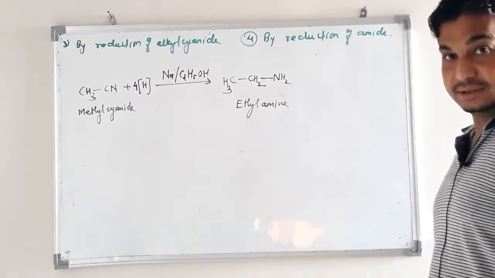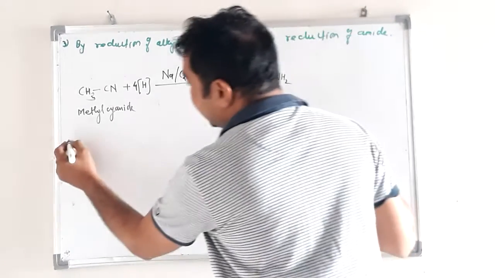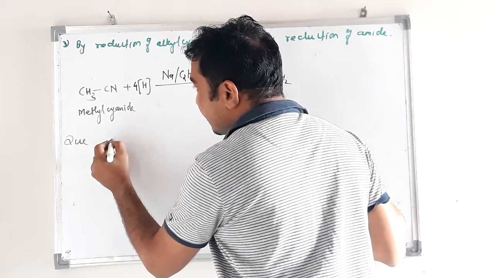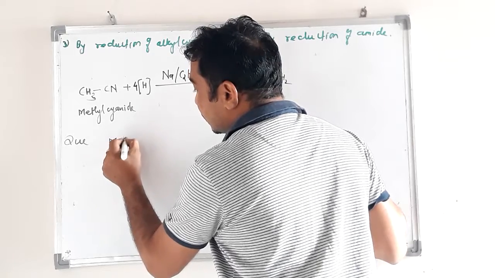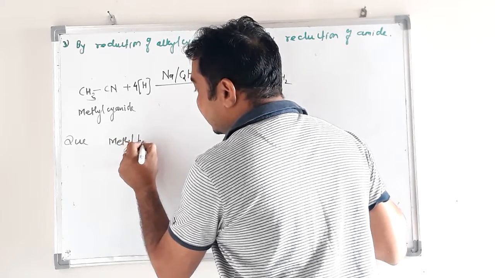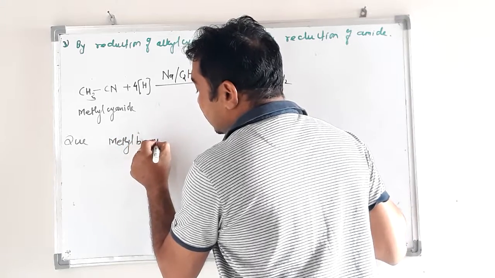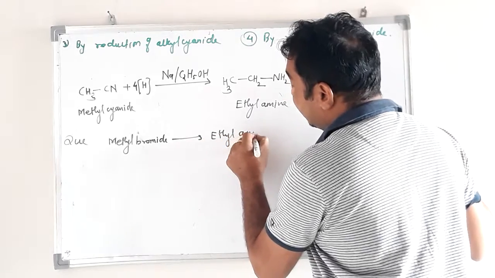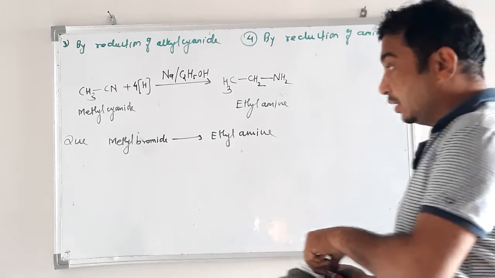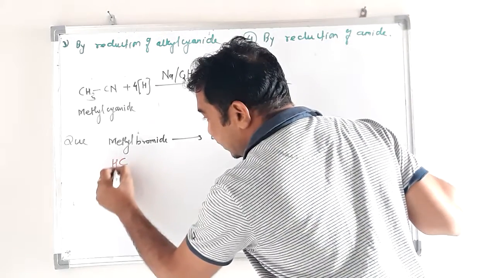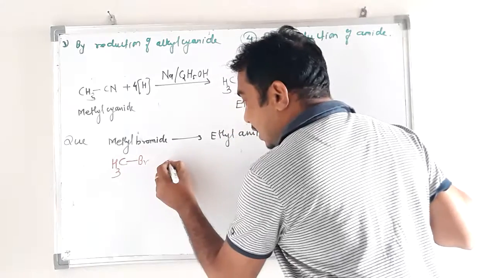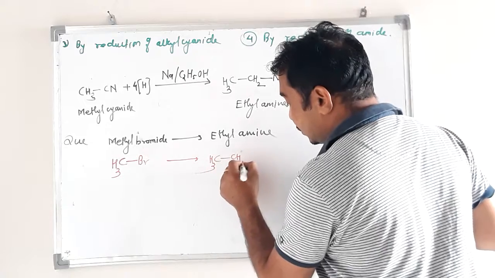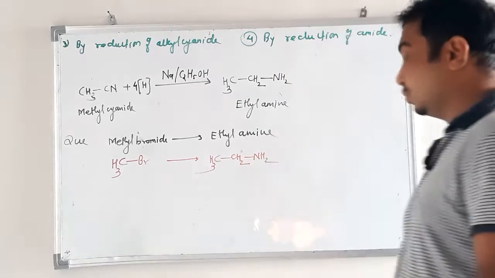Okay, very simple reaction. Now suppose just one question: how will you convert methyl halide or bromide into ethyl amine? For example, see, methyl bromide has the formula CH3Br, and we want to convert it into ethyl amine, CH3CH2NH2. See what we have to do.